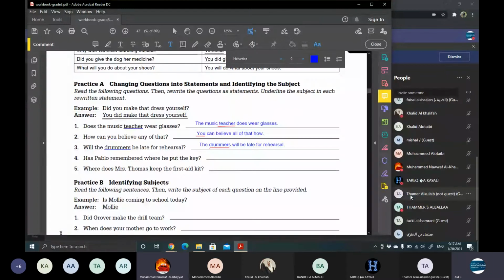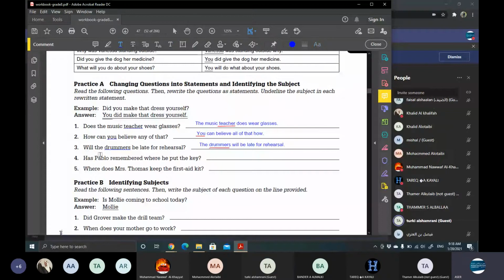Turki Al-Shamrani, you have the mic. Yes, teacher. Okay, can you solve number 4, please? Pablo is the subject. Nice. Has Pablo remembered where he put the key? Can you change this question into a statement? Yes, Pablo has remembered where he put the key.